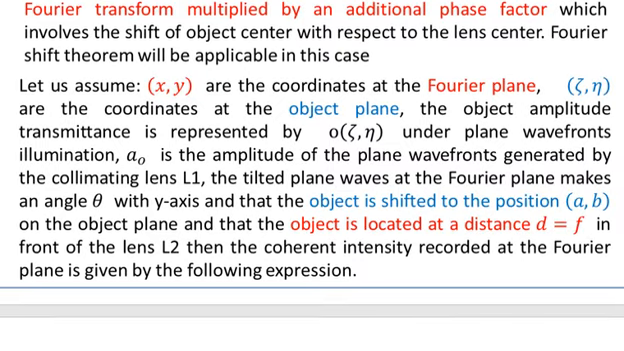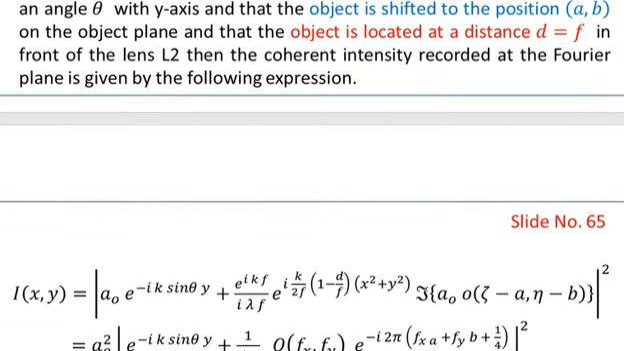Let's assume that x and y are the coordinates at the Fourier plane. Zeta and eta are the coordinates at the object plane. The object amplitude transmittance is represented by O at the coordinates zeta and eta under plane wave fronts illumination. A0 is the amplitude of the plane wave fronts generated by the collimating lens L1. The tilted plane wave at the Fourier plane makes an angle theta with the y-axis and the object is shifted to the position a, b on the object plane, and the object is located at a distance d, not equal to f, in front of the lens L2. Then the coherent intensity recorded at the Fourier plane is given by the following expression.